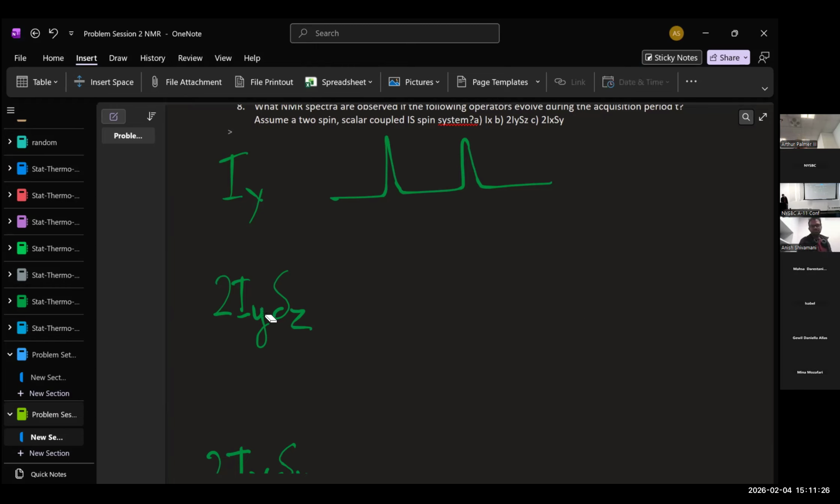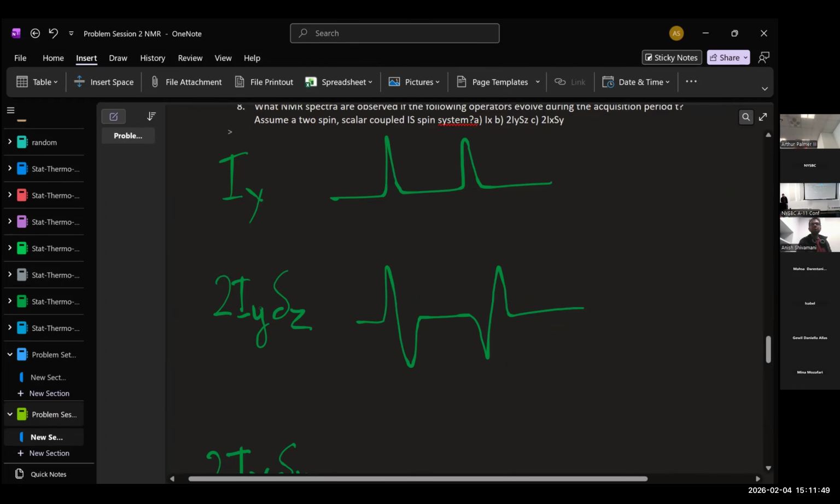Because it's IY. Yeah. So this would be what you would get if you had IXSZ. You have IYSZ. And assuming that receiver phase is uniform in this experiment, I'm not changing receiver phase, you should get a dispersive term there. Dispersive antiphase.